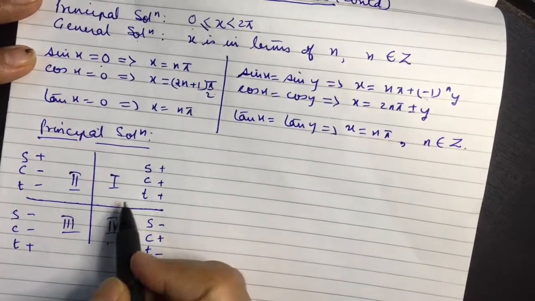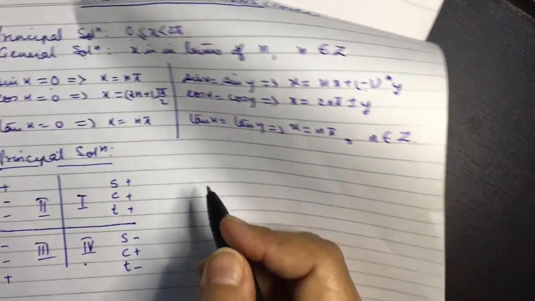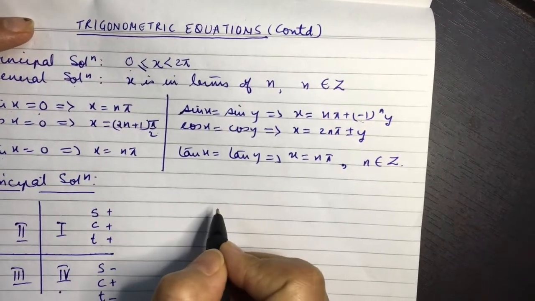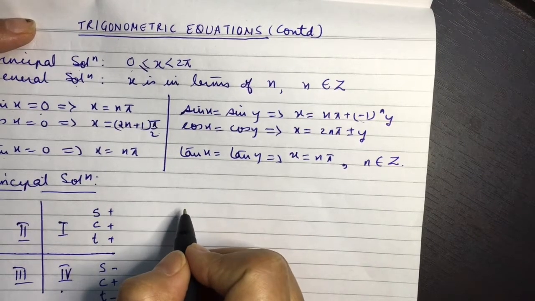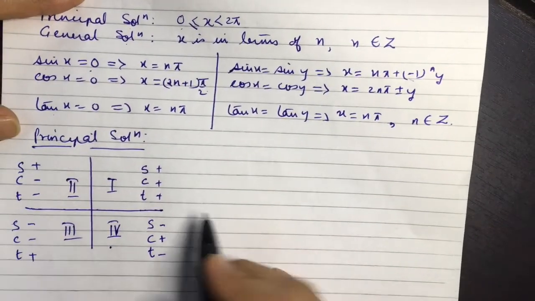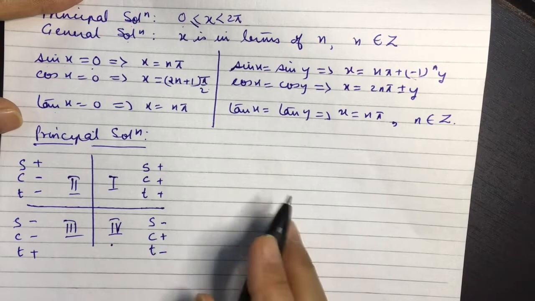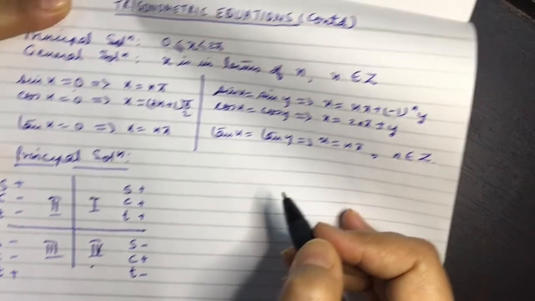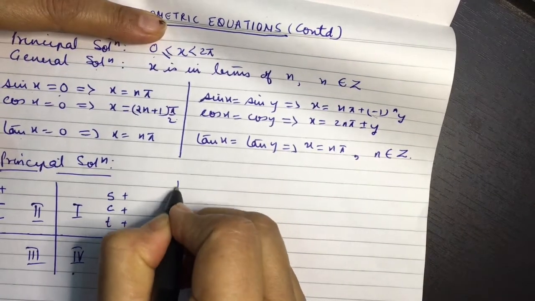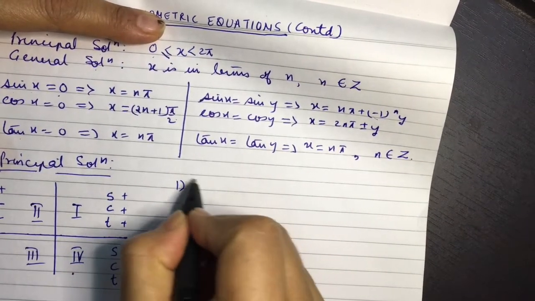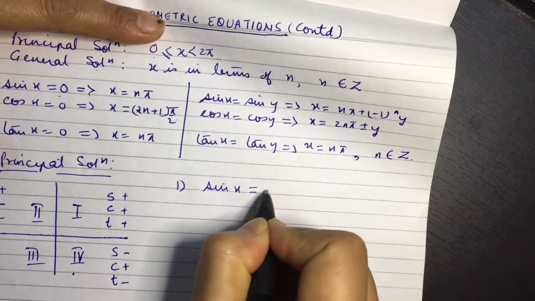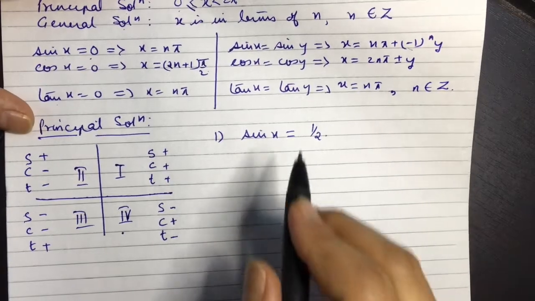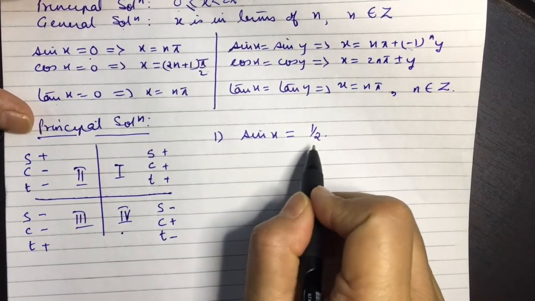So in case we have to find the solution for any simple trigonometric equation, like for example sin x equal to half, we should expect 2 principal solutions. Same way with cos, tan, etc. Now let's start taking some examples. Example 1: find the solution of sin x equal to half. It is a trigonometric equation. Now we need to find the solution of sin x equal to half.